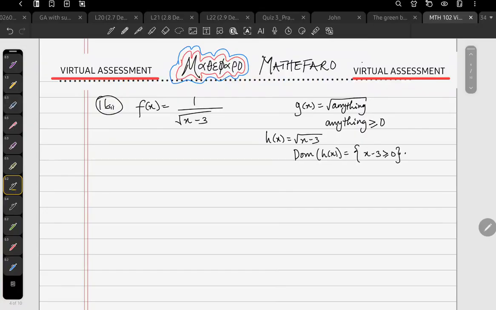This is a bad set builder notation, but at least you understand what I'm talking about. That is the set of all x in real numbers such that x is greater than or equal to 3, which we can write as [3, infinity). Notice I've used a bracket here because of the greater than or equal to. If it were just greater than, then it would be a parenthesis.